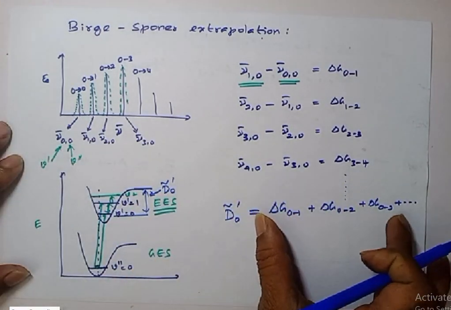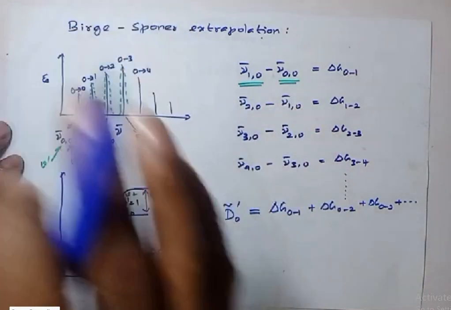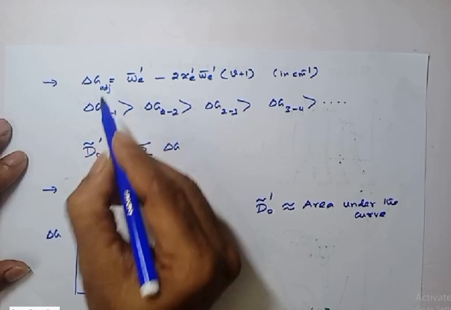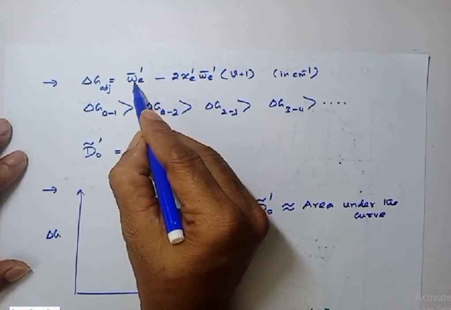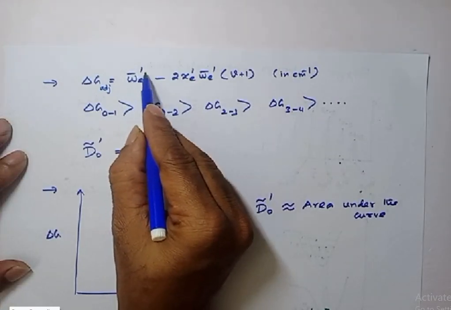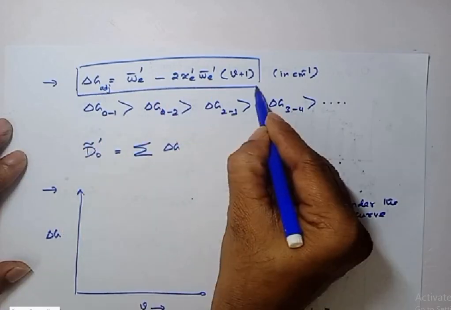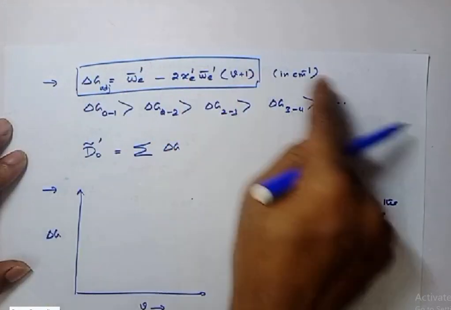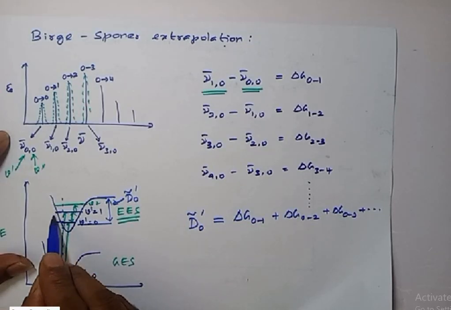Mathematically this is okay, but experimentally we get only a few lines. Based on the few lines obtained, how do we find D0 prime? We can do that. How? Listen. We know very well that the energy gap between adjacent vibrational levels in the excited electronic state, which we represent with a prime, is equal to omega e prime minus 2 x e prime omega e prime times (v plus 1). This is the formula that gives the gap between adjacent vibrational levels in the electronic state, and since it is the excited electronic state, we put the prime symbol. Keep this in mind, this is very important: the gap between 0 and 1 will always be the largest.